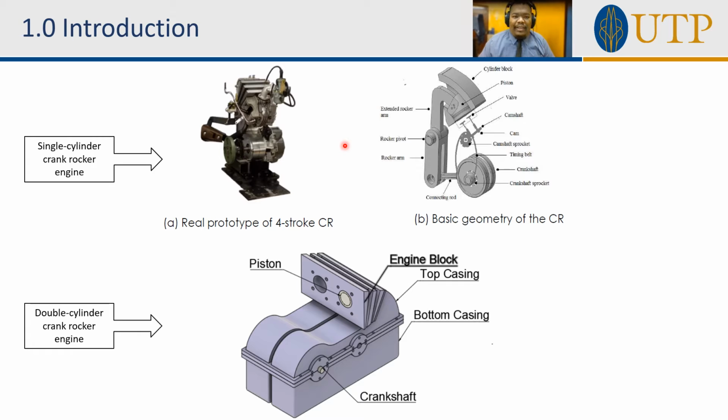As you can see here, in this top left picture is the real prototype of the 4-stroke single-cylinder crank rocker engine, while on the right side is the CAD model of its internal components and basic geometry. And the bottom one is the double-cylinder crank rocker engine that has been modeled using Autodesk Fusion 360.